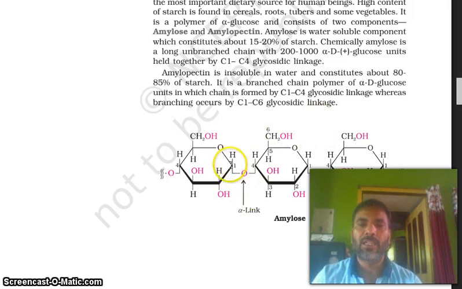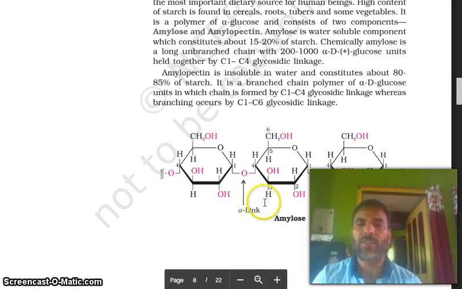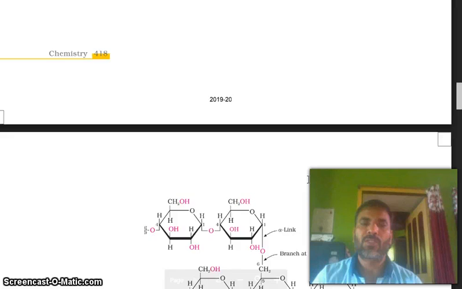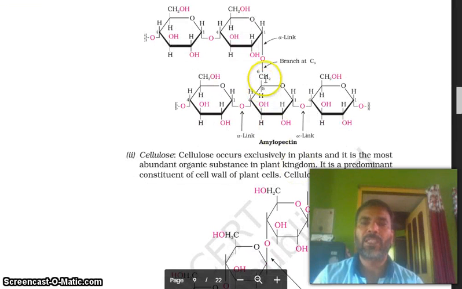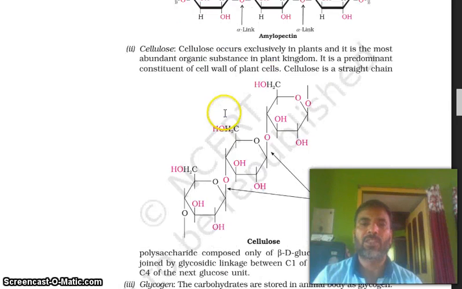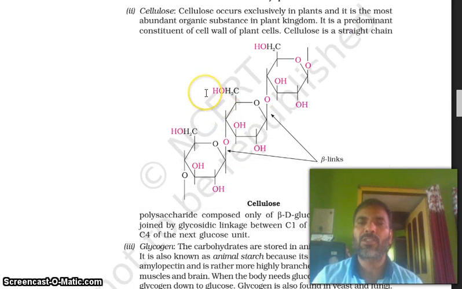Look at here, this is 1 and this is 4 alpha linkage, this is 1 and 4 alpha linkage, and so on. And this is amylopectin, you see alpha linkage and branching and branching. And cellulose occurs exclusively in plants and is the most abundant organic substance in the plant kingdom. It is a predominant constituent of the cell wall of the plant cell. Cellulose is a straight chain, you see here the attachments.